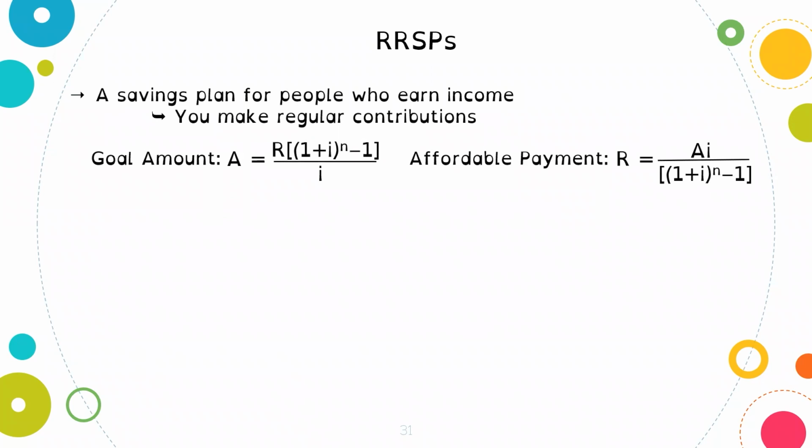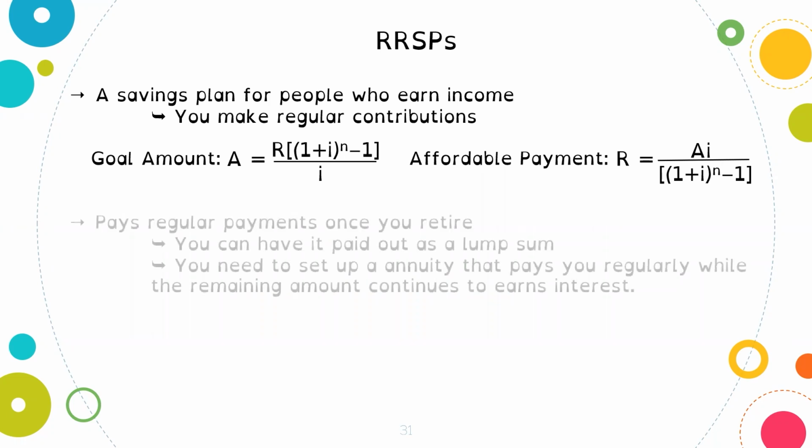So RSPs are saving plans for people who earn incomes. You make regular contributions. So if you have a goal amount that you want to have after a period of time, that is equal to A equals R times 1 plus I to the exponent N minus 1, all divided by I. Or if you want to figure out what your payment could be to reach a certain amount, that's R equals A times I divided by 1 plus I to the exponent N minus 1. Again, these variables mean the same thing as on the last slide.